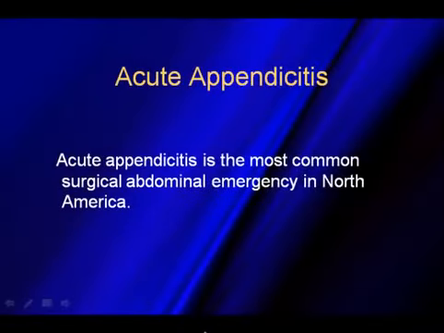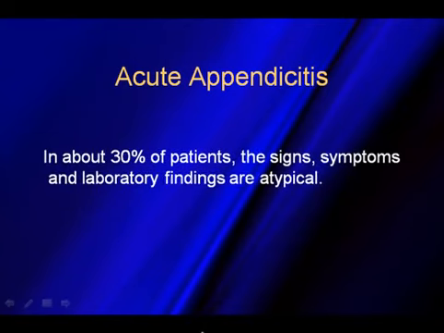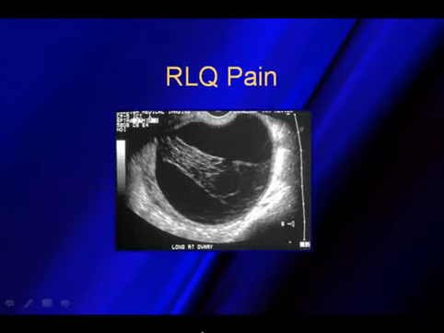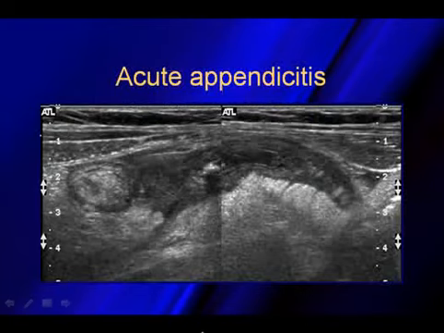Now, looking at acute appendicitis, it is the most common surgical abdominal emergency in North America. About 30% of the time, the patient's symptoms and signs and the lab findings are atypical. A lot of times, as already mentioned, when females come in with right lower quadrant pain, more often we're going to find something like this, a hemorrhagic ovarian cyst that is causing their pain rather than appendicitis.